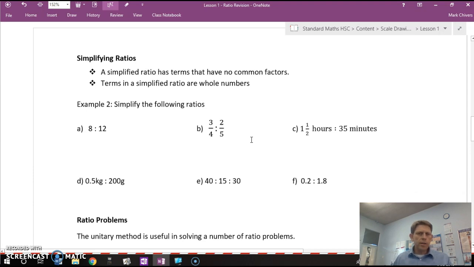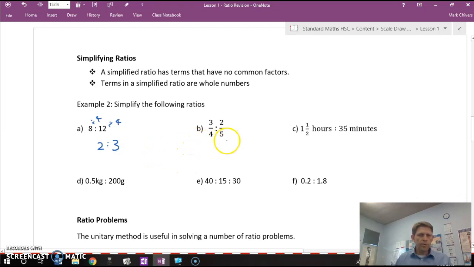Okay, so a simplified ratio has no common factors and all the terms of the ratio are whole numbers. So we get rid of fractions and we get rid of decimals. The first one there is nice and simple. If it's 8 is to 12, I can see that 4 goes into both those numbers. So if I divide 8 by 4 and I divide 12 by 4, I'll get my simpler ratio. 8 divided by 4 is 2, 12 divided by 4 is 3. There's no more common factors left.